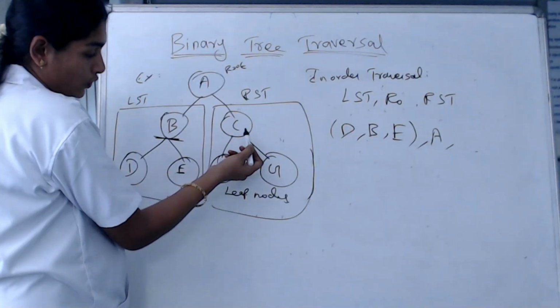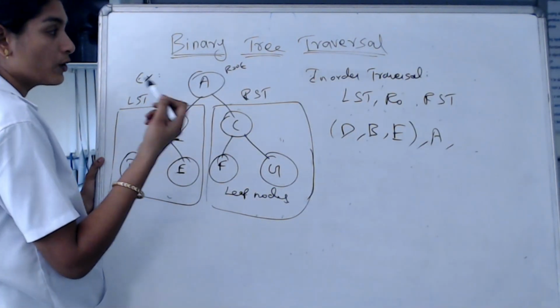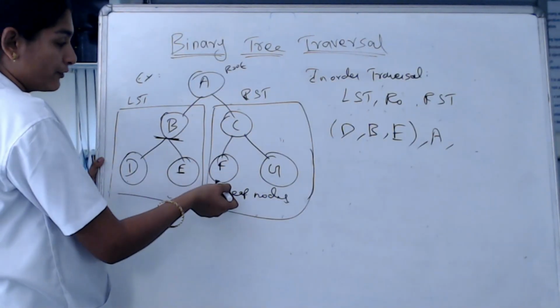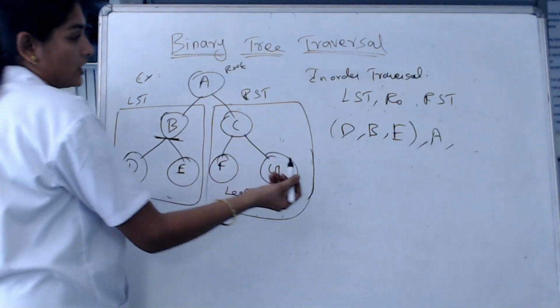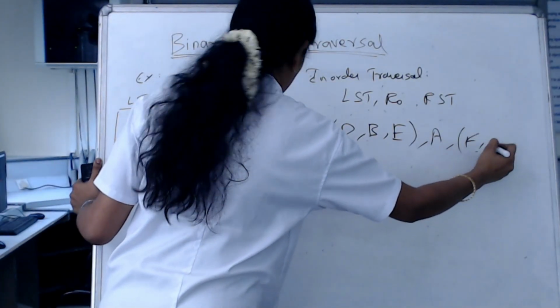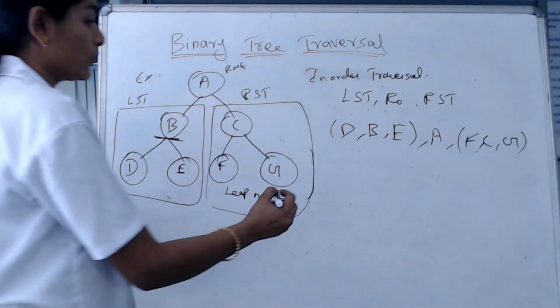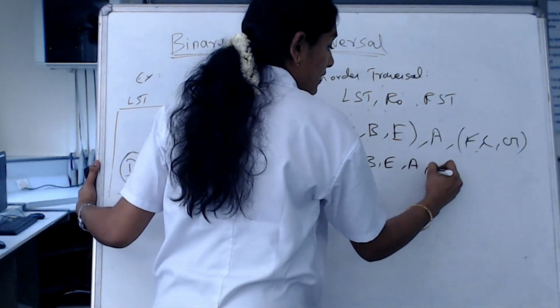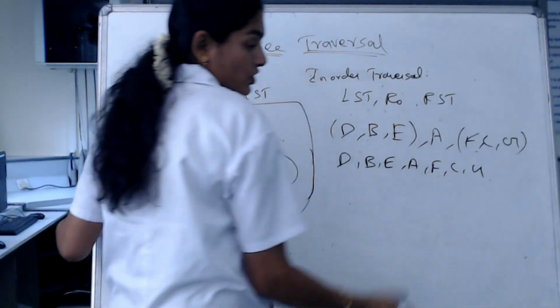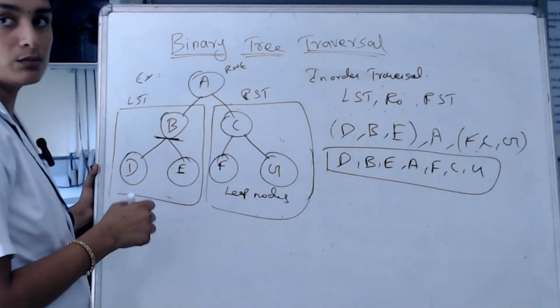Here parent node is C, left child is F and right child is G. Again we have to follow the in-order traversal. That is left first, root next and then right last. So F, C, G. Left, root and then right. Okay, now combine all the terms: D, B, E, A, F, C and G. So this is the final in-order traversal for this particular binary tree.